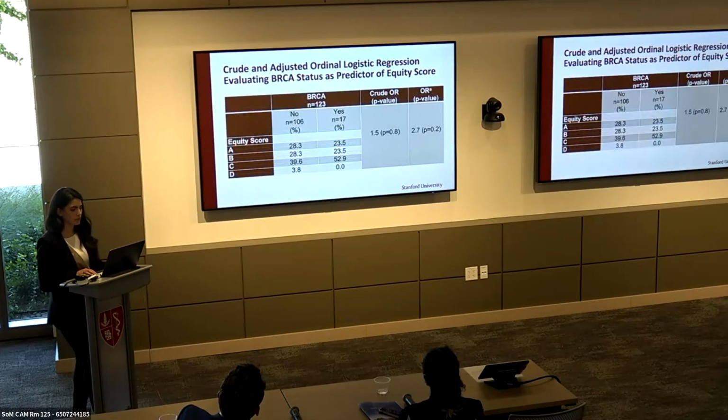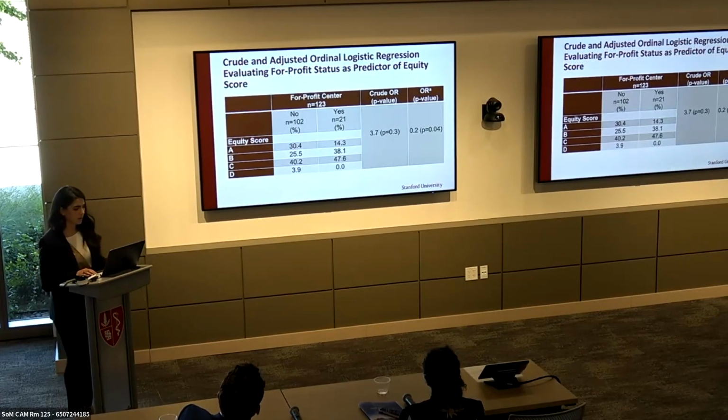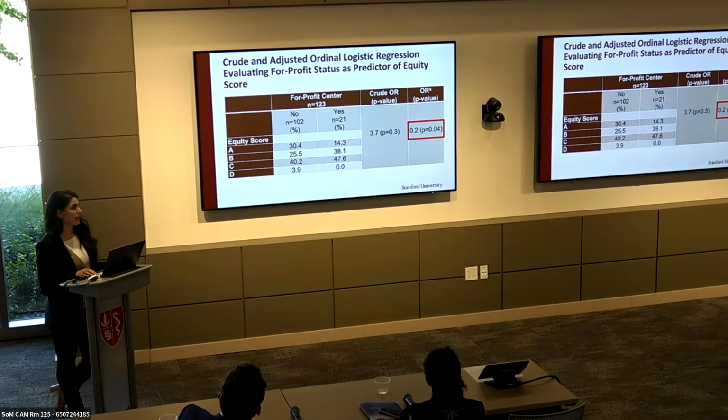Similarly, there was no association with BRCA status as a predictor of health equity scores in the crude and adjusted models. However, when evaluating for-profit status as a predictor of health equity score, the adjusted model produced an odds ratio of 0.2 with a p-value of 0.04. Holding ABA, BRCA, and safety net status fixed, there is an 80% decrease in the odds of having a health equity score of A when comparing for-profit to non-for-profit centers.